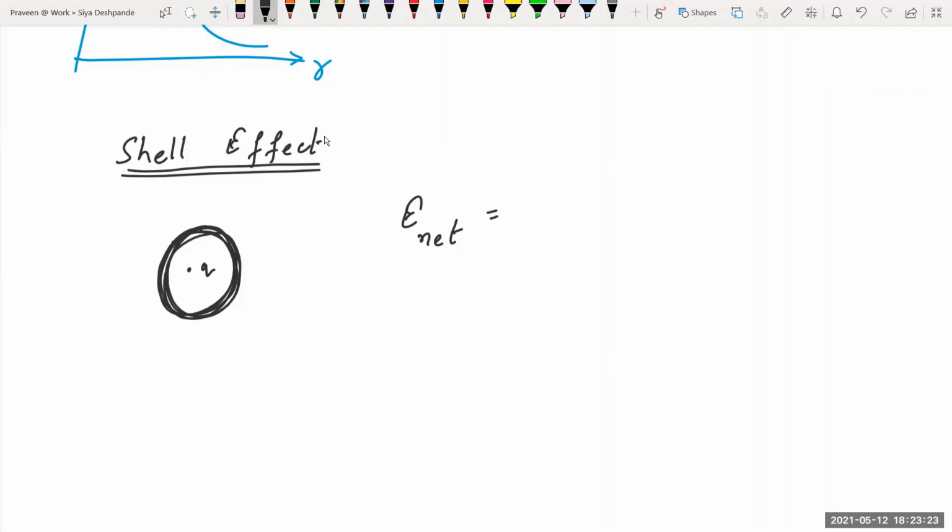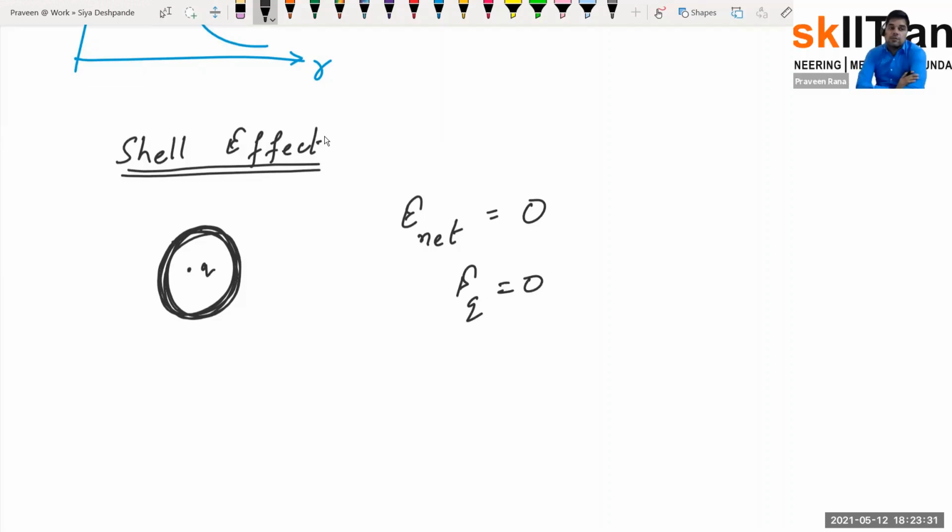Zero, because the charge is exerting force from all directions. Exactly. So it's not at the center, it can be anywhere inside. So a spherical charge cannot exert any force on the charges that are present inside it. That's called a shell effect.